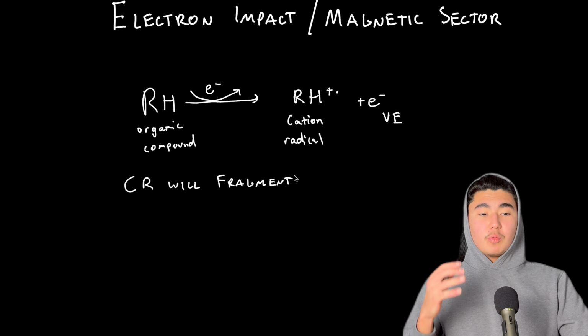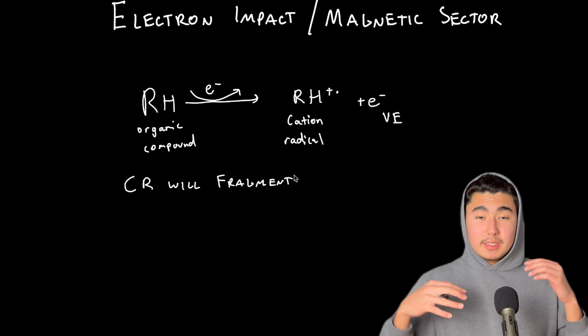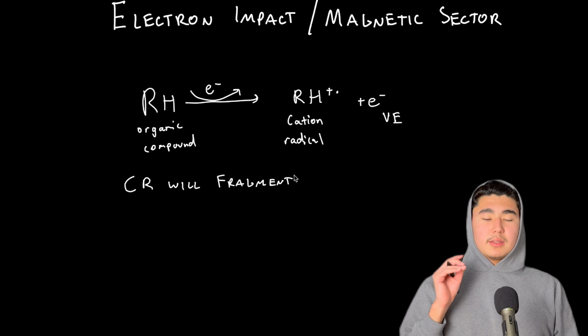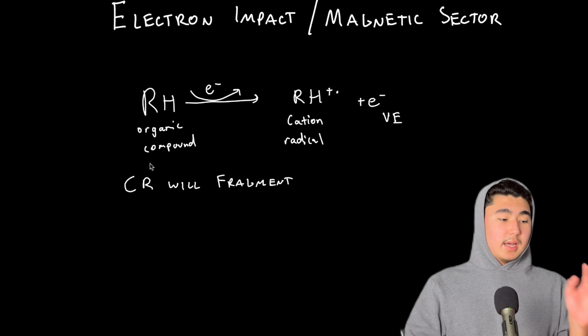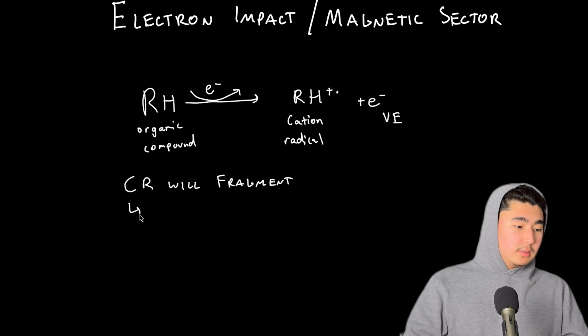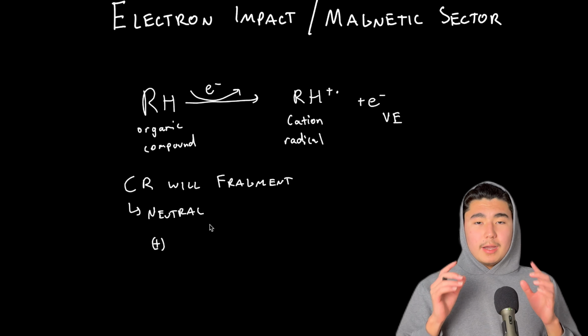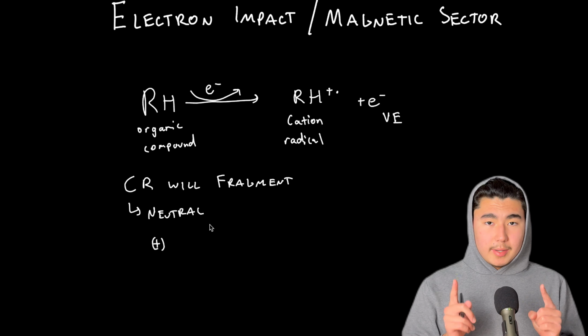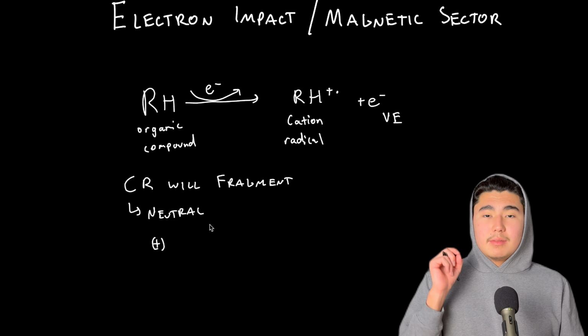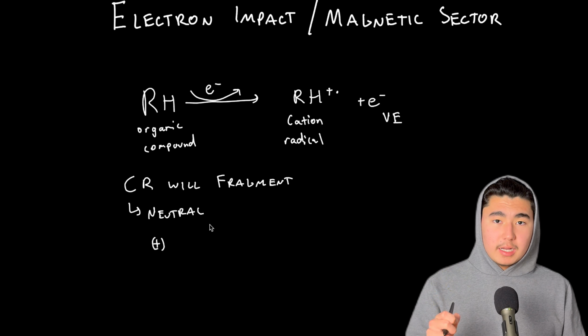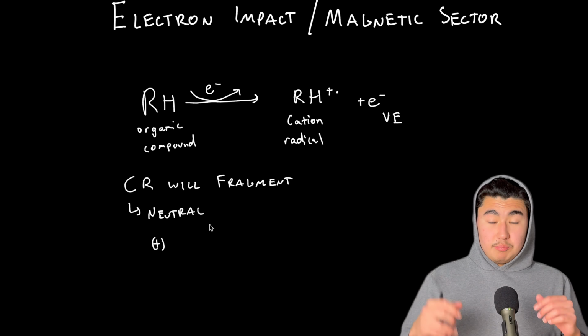And when they fragment, we're going to create these fragmented ions. Now, the key thing to note is that these cation radicals can fragment into neutral or positively charged fragments. Now, you have to know this one key thing about mass spectrometry, and it is that the positively charged fragments will always pretty much stick to the wall.